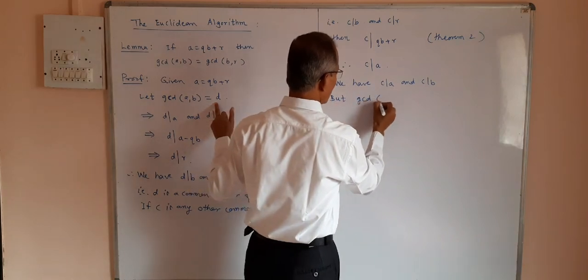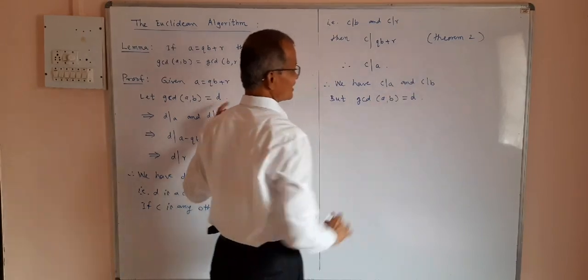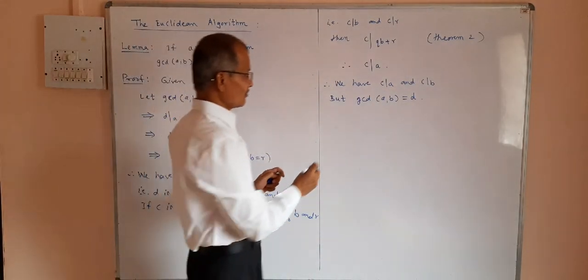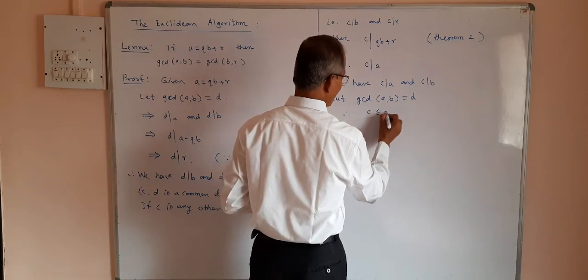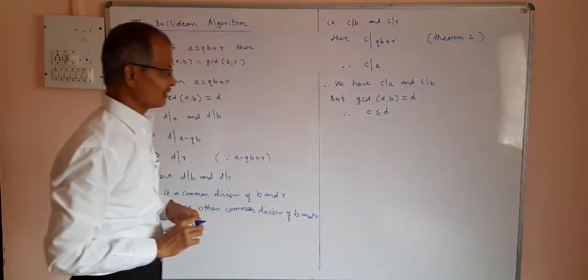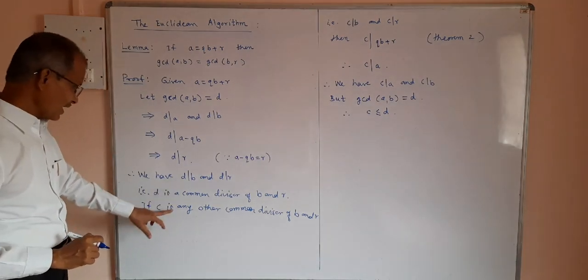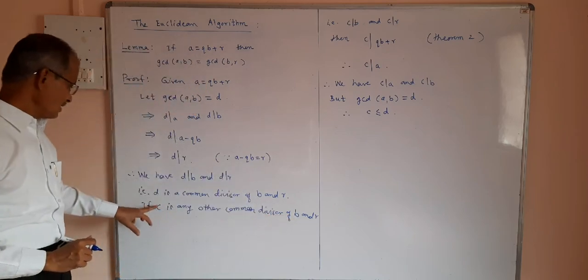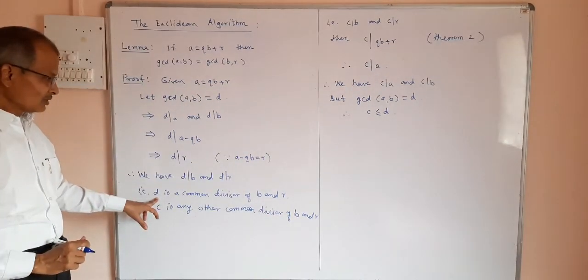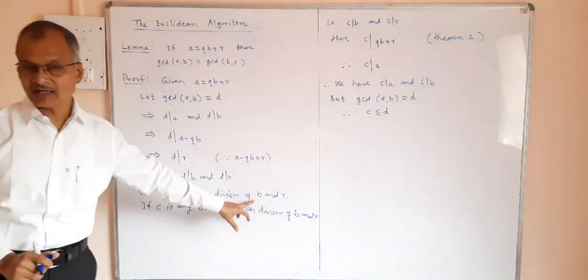It is D. GCD of A and B is equal to D, and therefore this C must be less than or equal to D. So therefore C is less than or equal to D by the definition of greatest common divisor. And again you see D is a common divisor, and if C is any other common divisor of B and R, then C is less than or equal to D. So therefore this also shows that D is the greatest common divisor of B and R.